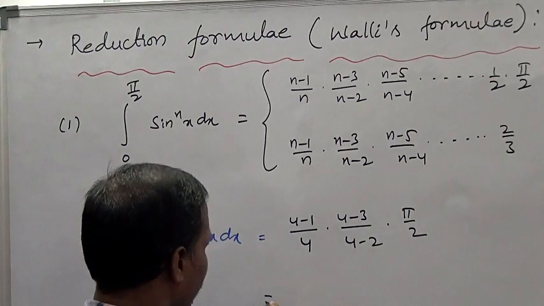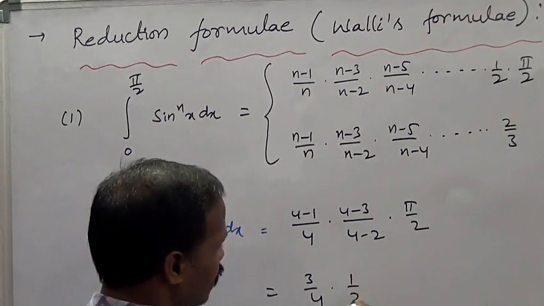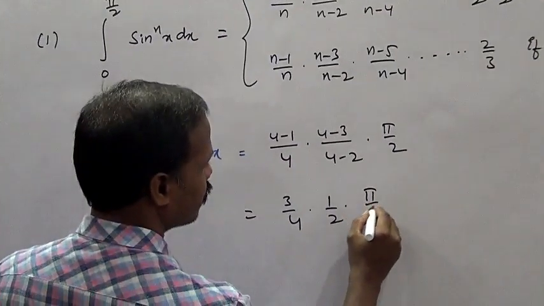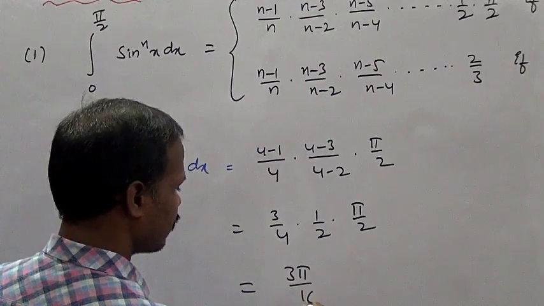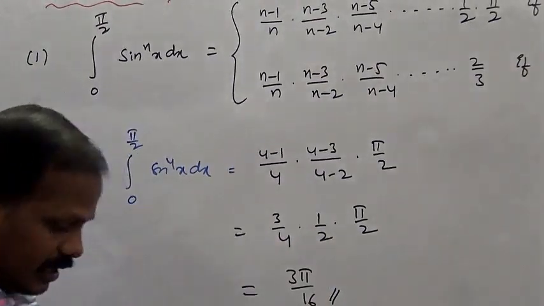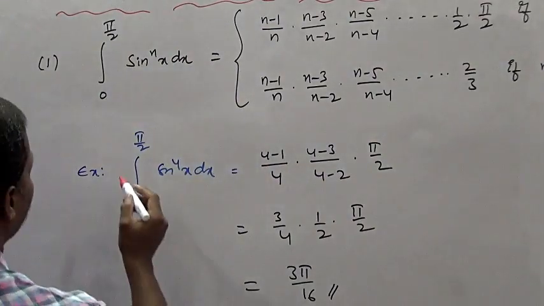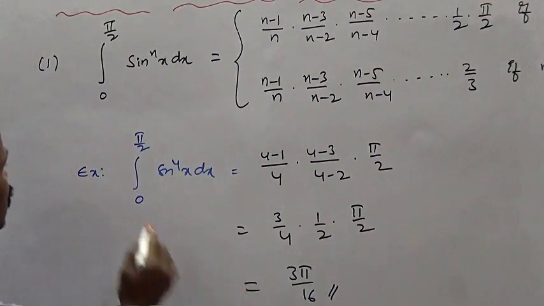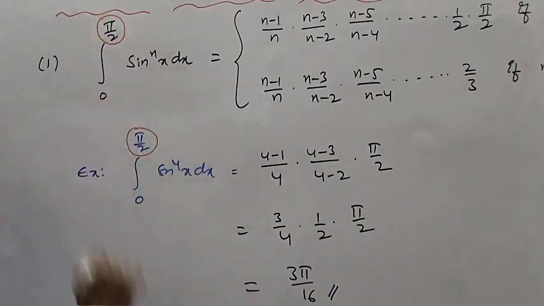Then what is the value? This is 3 by 4 into 1 by 2 into pi by 2, which is equal to 3 pi by 16. That's all. Here the caution is that the limits must be 0 to pi by 2.